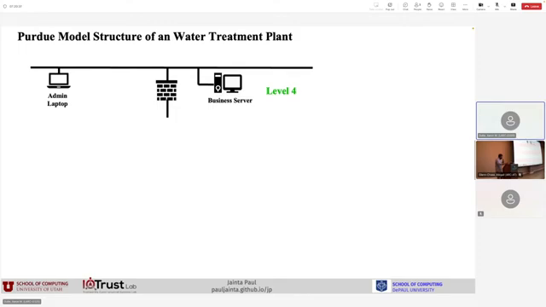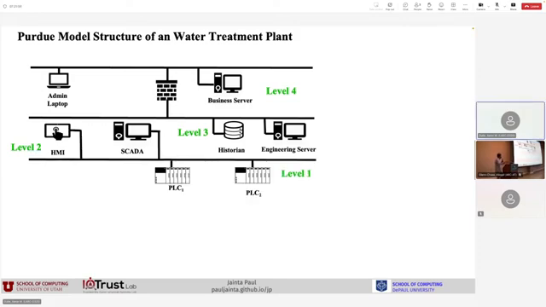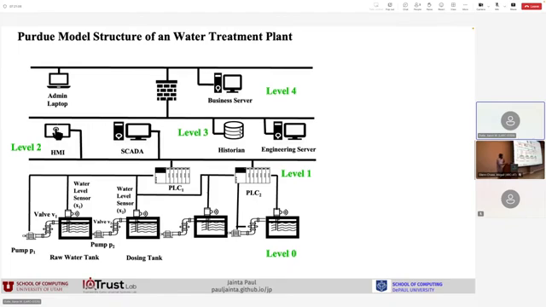So at the top, we have the administration laptop and the business server that interacts with the next level, that is the historian and the engineering server. And then there is the HMI, which is the human machine interface, and SCADA, which is the supervisory control and data acquisition system. They interact with the programmable logic controllers at the next level, and then they interact with the physical components like the valves, pumps, the transmission pipes, and other physical components.